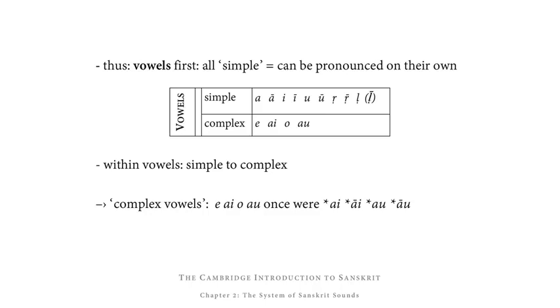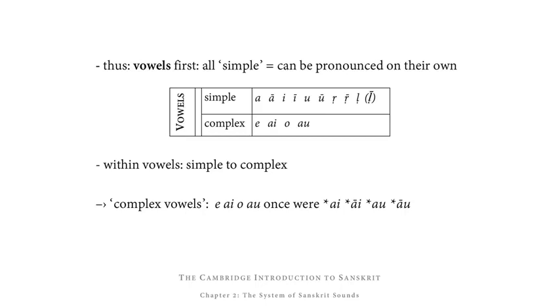But having this knowledge of what e, ai, o, au originally were will also be very helpful very soon, because it will help us understand how these vowels appear in different shapes in different parts of words. You'll see what I mean soon, even though now it sounds terribly abstract.